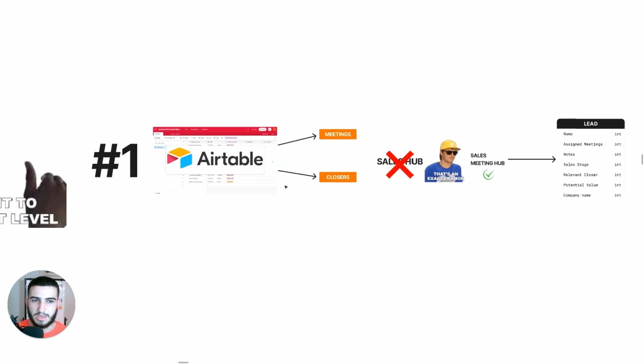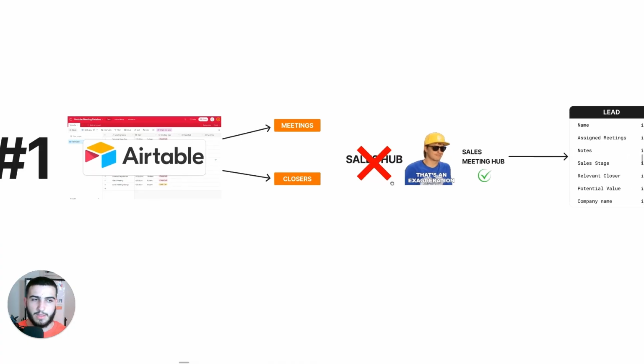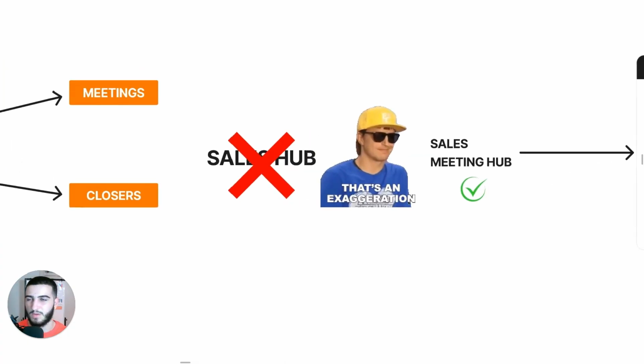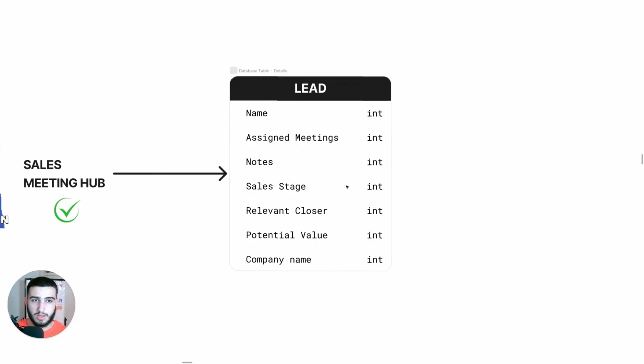So the first thing is the Airtable database. Like I said, this wasn't a sales hub, it was more of a sales meeting hub. So if I was doing this properly, I'd also include another database to track the different leads. We had that kind of within the meeting side of things.